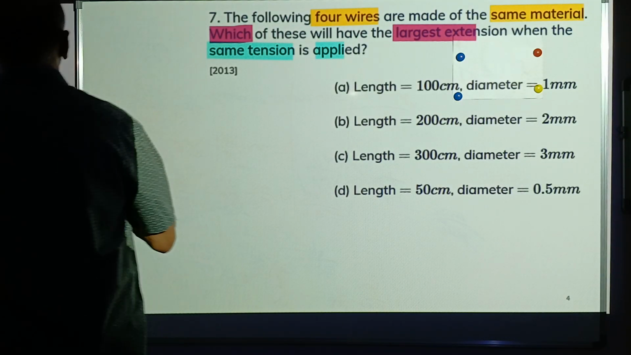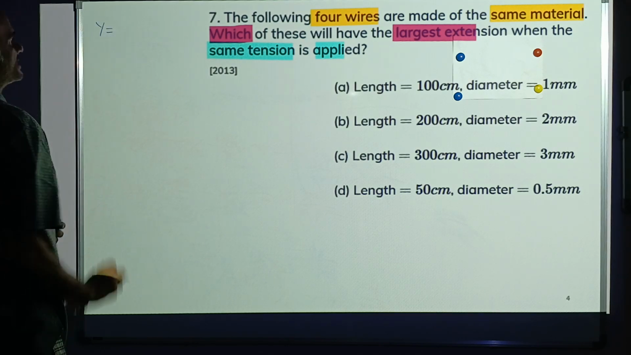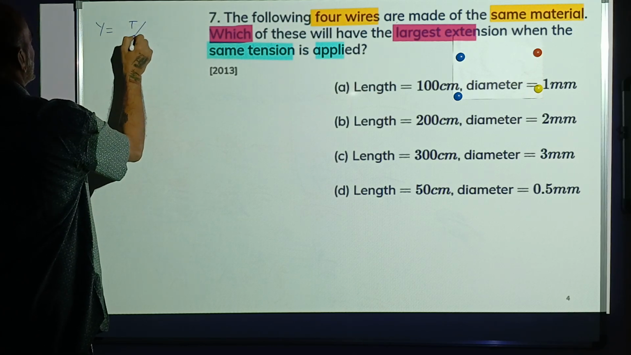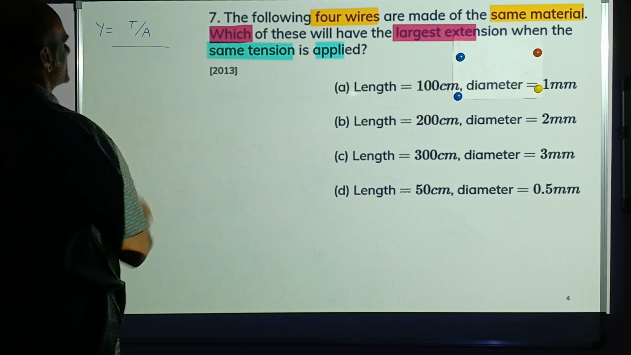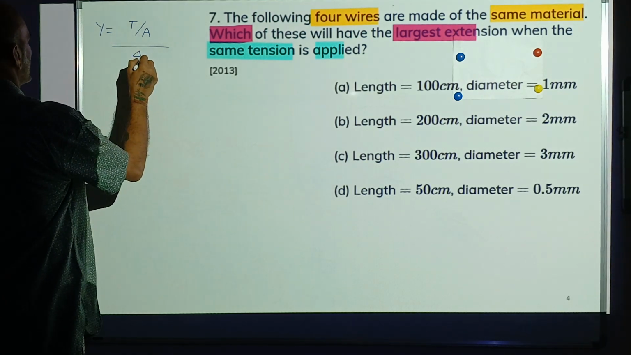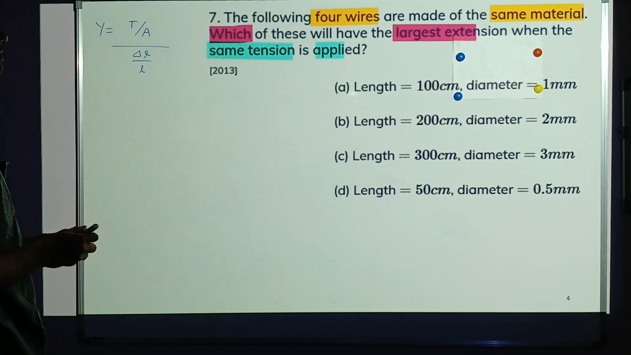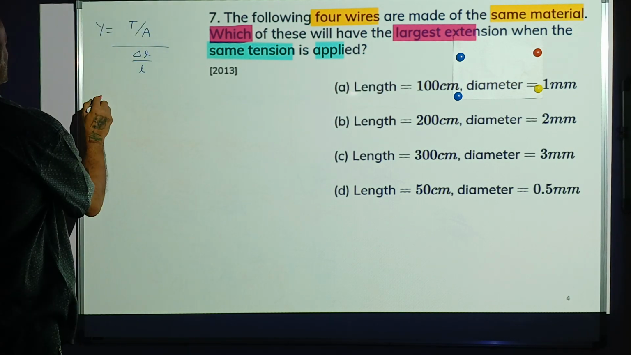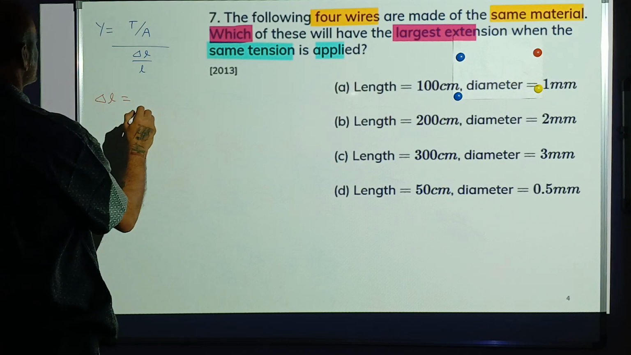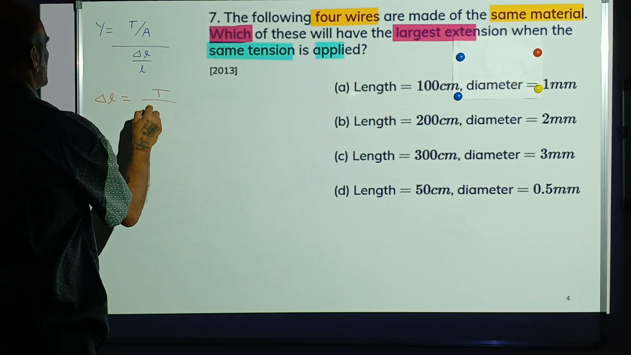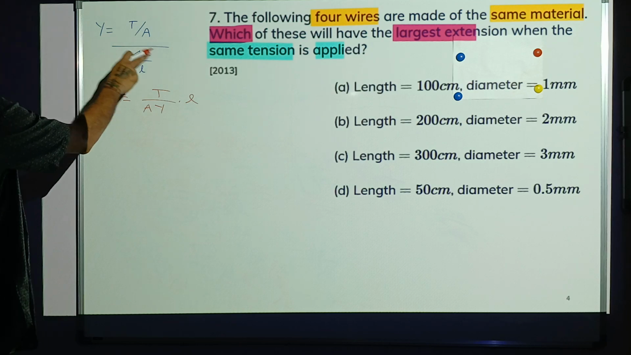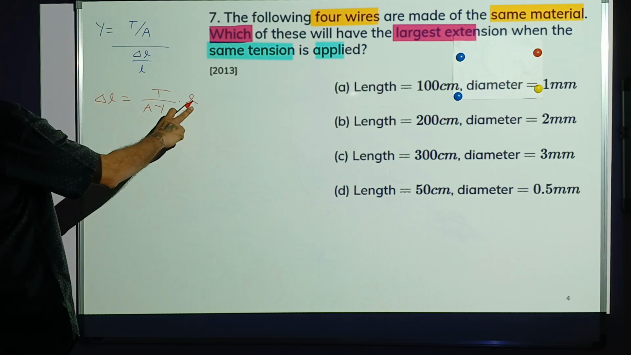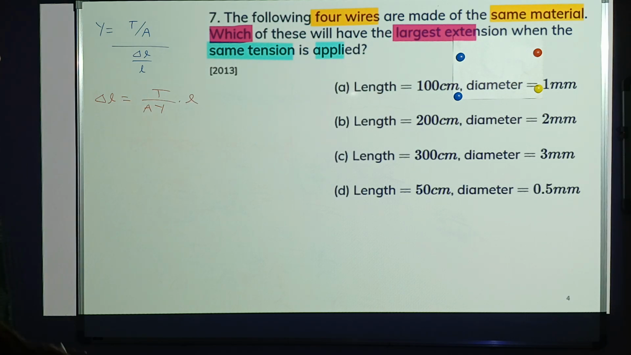Young's modulus is defined as stress by strain. Stress is force per unit area, here it is tension divided by area. And strain is change in length by original length. You have to find the largest extension, so that means you have to find delta L. Bring Y to this side and L will go up. So the extension is more if the initial length is more, and also if the stretching force is more.